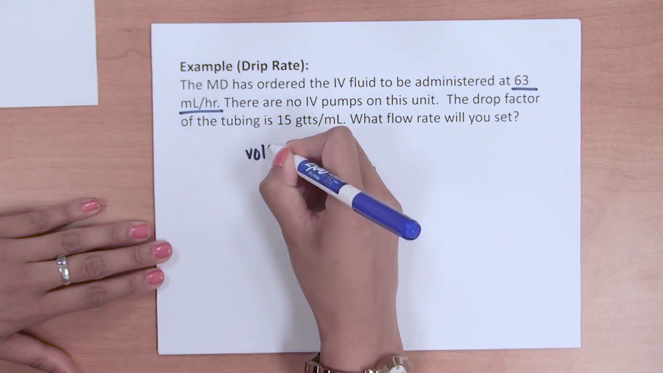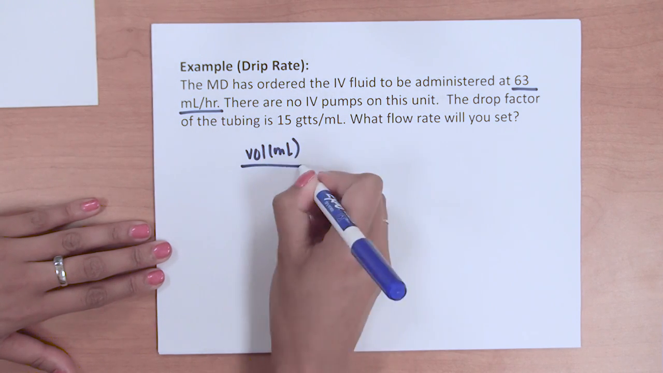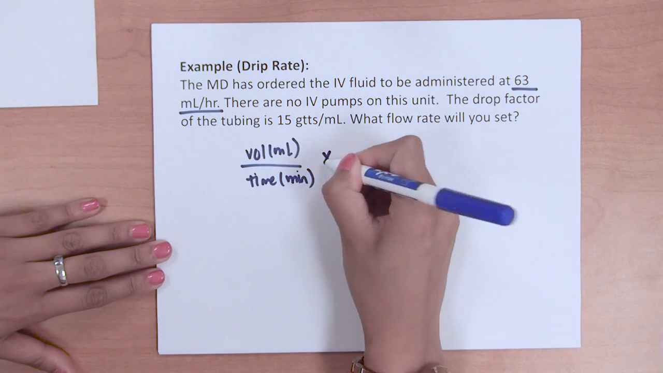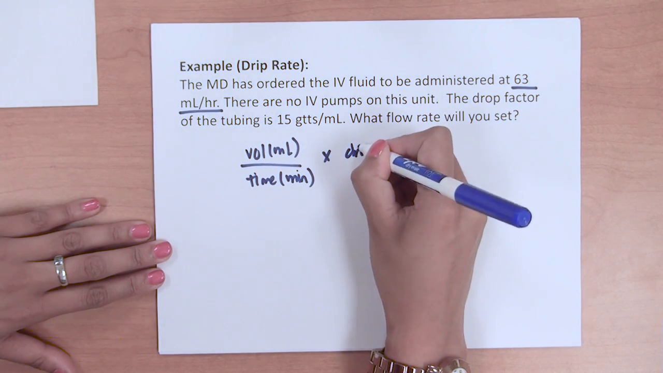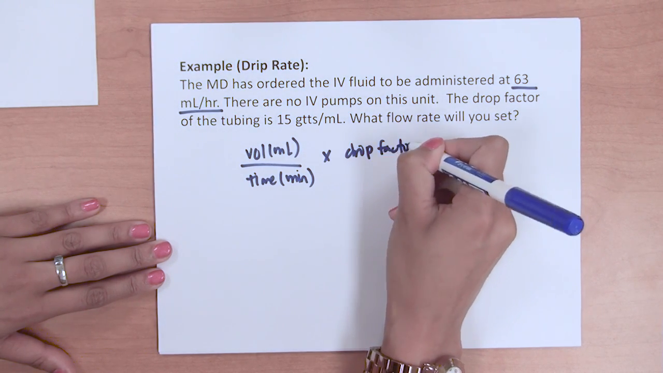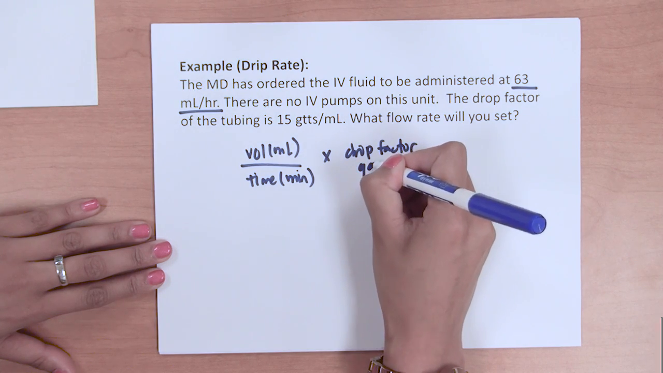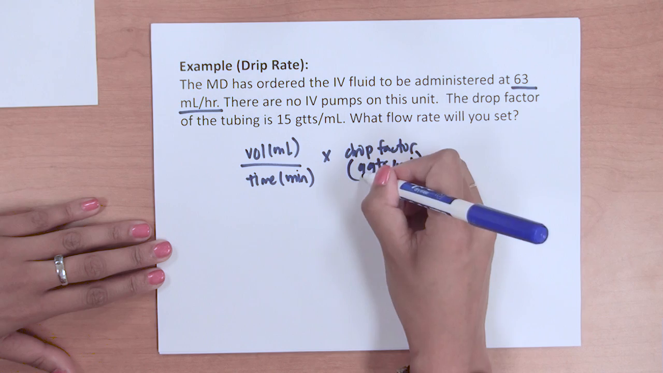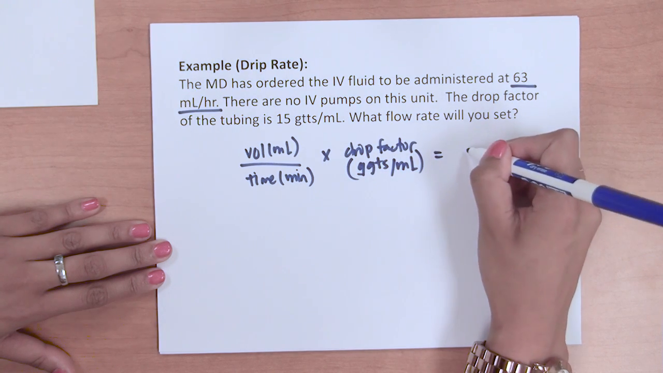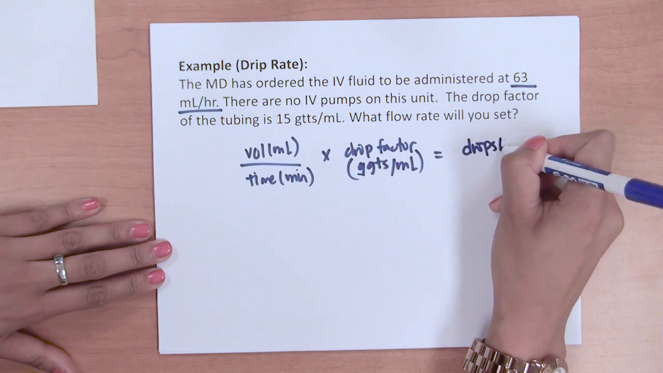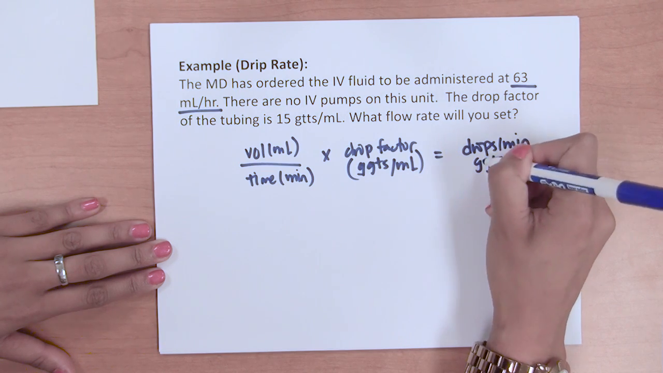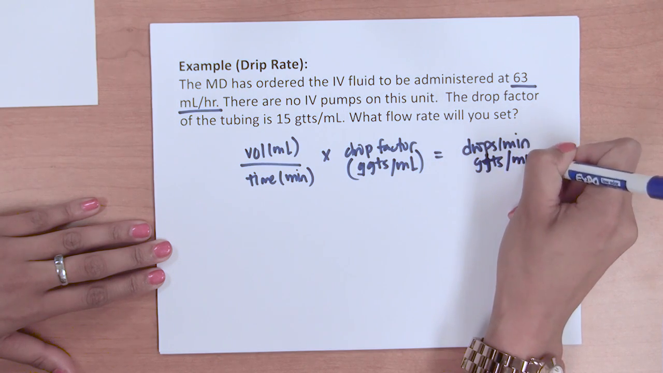So we're going to do volume in milliliters over time in minutes times our drop factor. This is just the formula you've got to memorize. I always like to put the units in. It's like a double check. Equals our drops per minute. GTTS per minute.